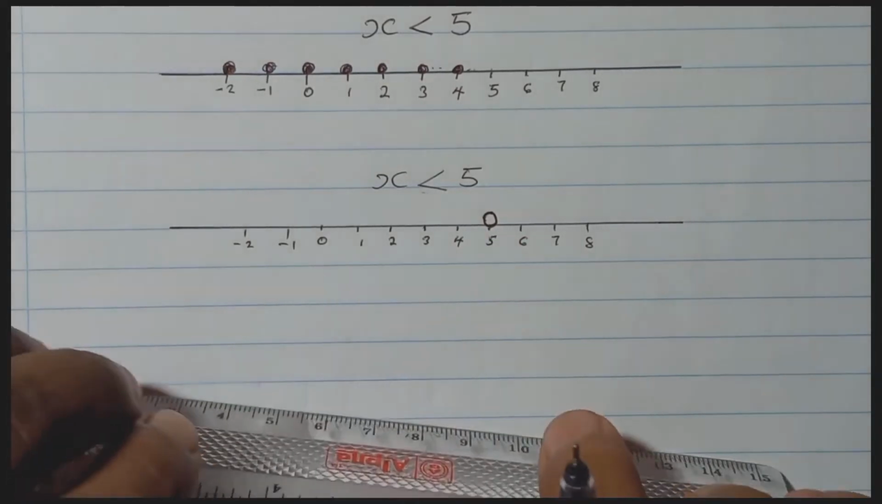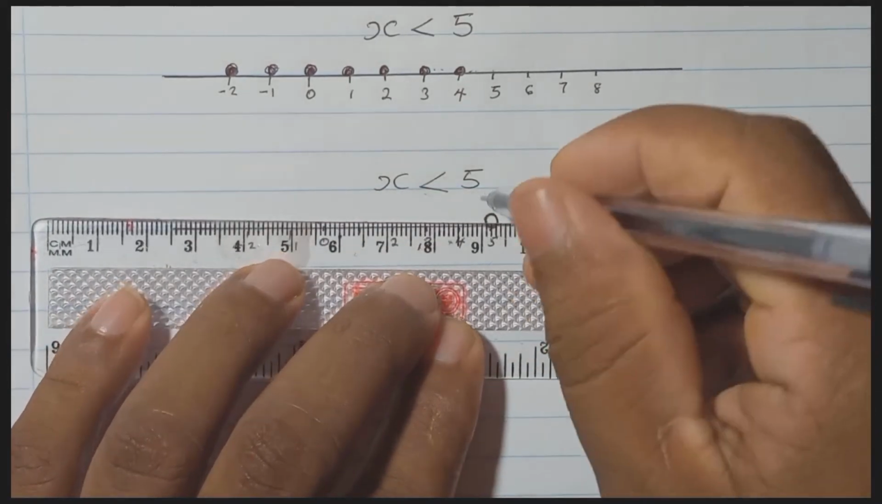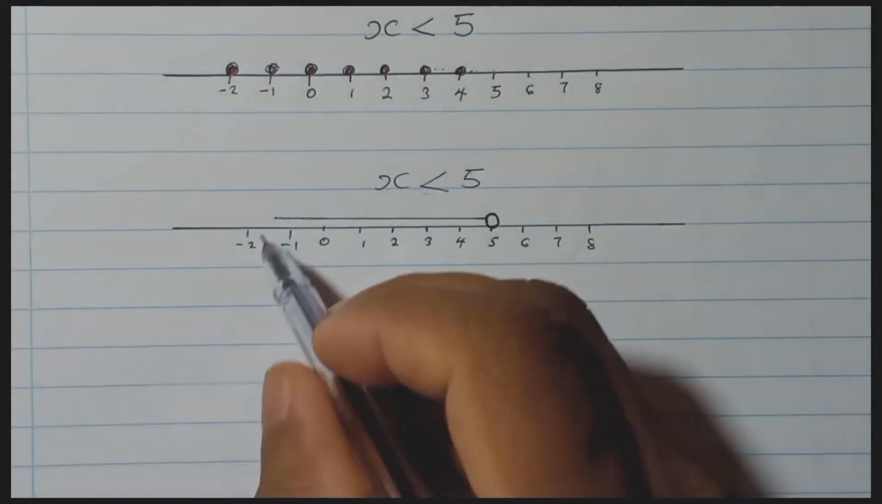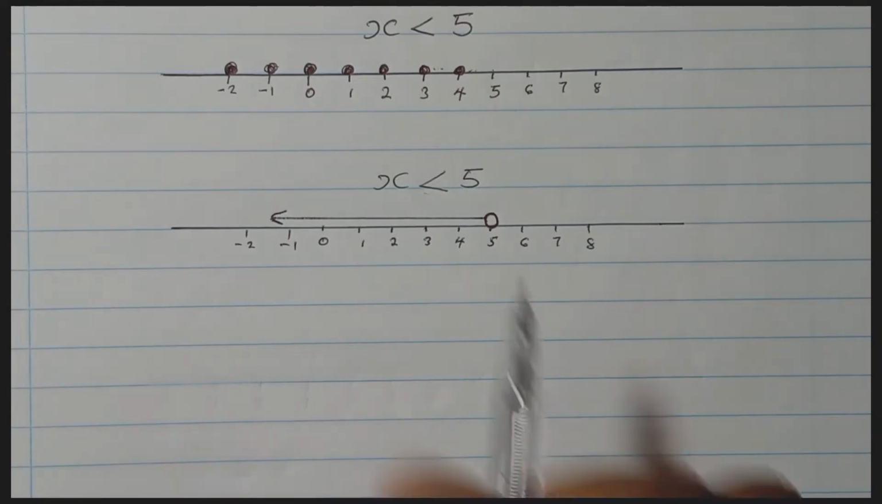Then here, less than, this side, just draw a line like this, right? Like this way, and put an arrowhead like this. That's the idea. Here you need to think very carefully whether they tell integer solution, then it should be like this.